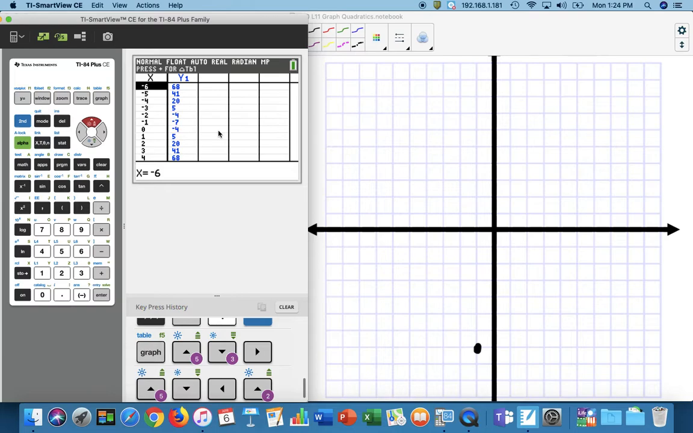So I have -1, -7. My next point is going to be 0, -4, which is right there. I'm trying to make it a little bigger so you can see it. My next point after that is going to be 1, 5. After that is going to be 2, 20. I can't graph that. That's too much.